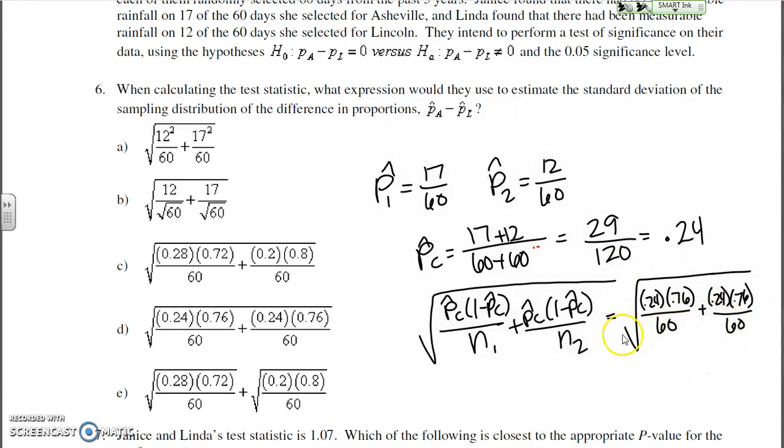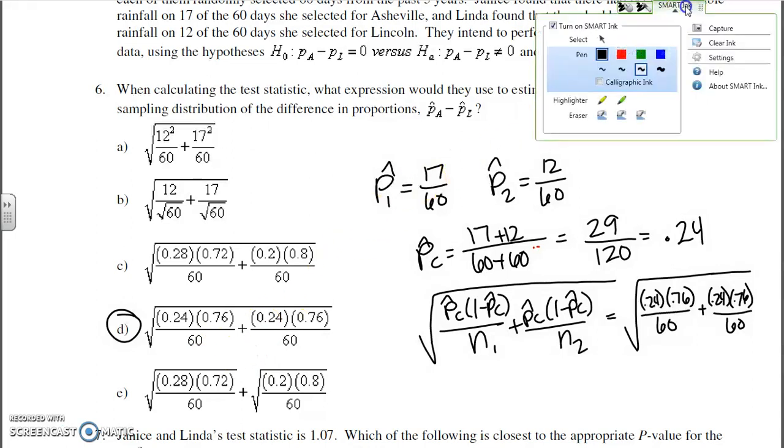I like to write this out myself and then go back and compare the answers, because otherwise it gets a little confusing. We want one big square root. I don't like this one because they use the individual totals, but this one's looking good to me. They use the P hat C over the two sample sizes. So D is the correct answer on that one.